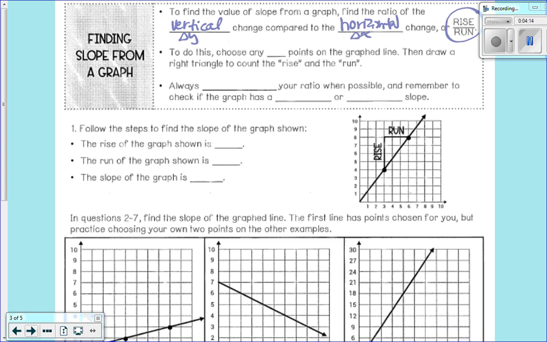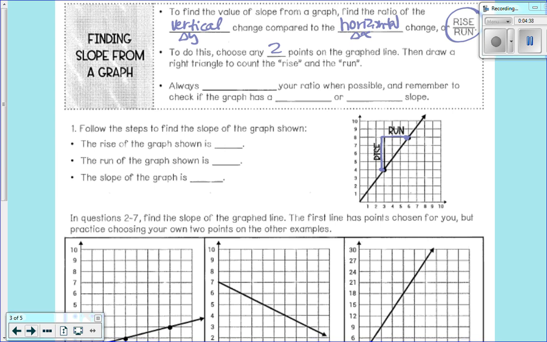All right, so to do this, you choose any 2 points on the graph line. Then you're going to draw a right triangle to count the rise and the run. So let's go ahead and do that. Okay, so we have a line already graphed. They already drew a right triangle. They chose 2 points. You can choose any 2 points on the line. It will give you the same slope.